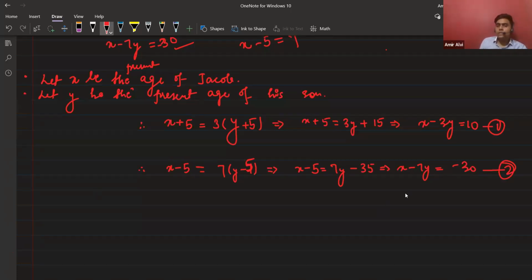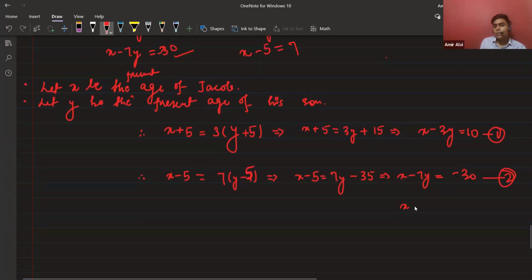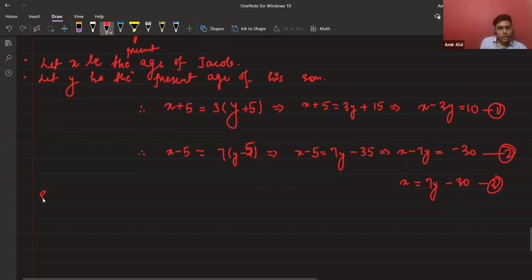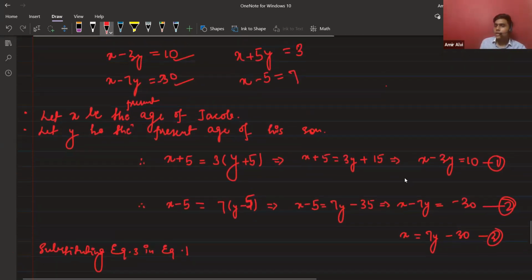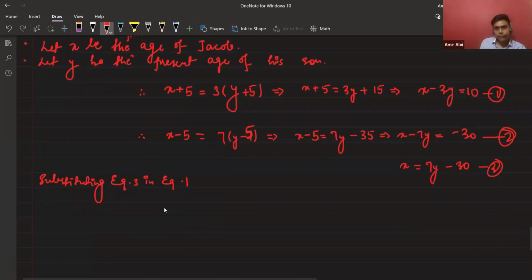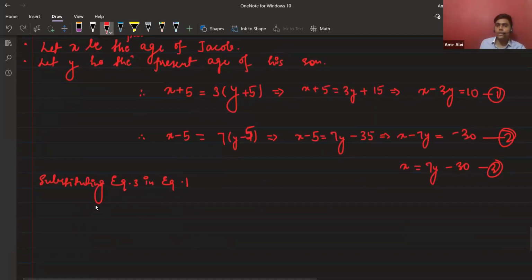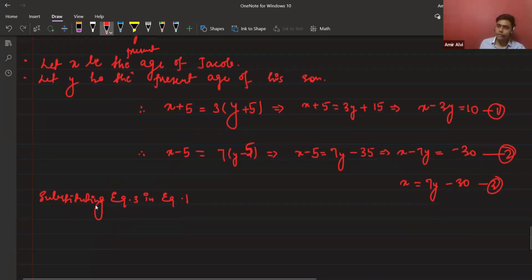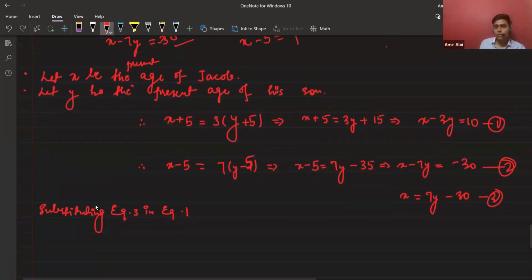Now what we can do is, I'm using the second equation for the substitution part. Substituting equation 3 in equation 1. Got it? Yes or no? Yes, sir. Sir, I got the answer. Very good, Hiba. Let me solve it, then we will confirm whether you have done it right or not. Very good, Ajwad.